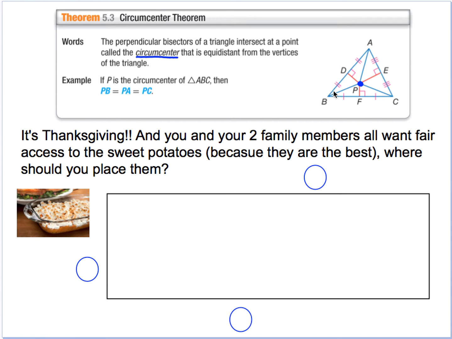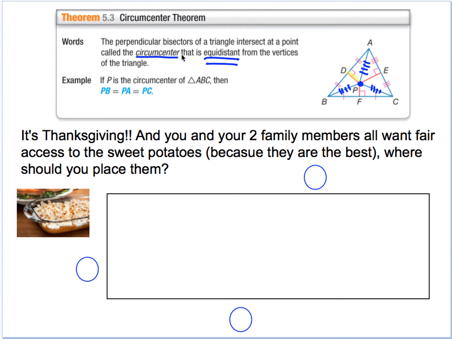And the circumcenter is going to be equidistant from the vertices of the triangle. That makes sense because if you just look at, for instance, this perpendicular bisector right here, DP, we know any point on DP is going to be equidistant from the endpoints. So I know that P is going to be the same distance to B as it is to A. And same thing with P, since it's on the perpendicular bisector for AC, it's going to be the same distance to A as it is to C. So you can see these distances, I'm going to have to put 4 there, are the same.